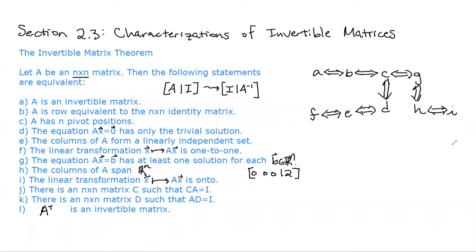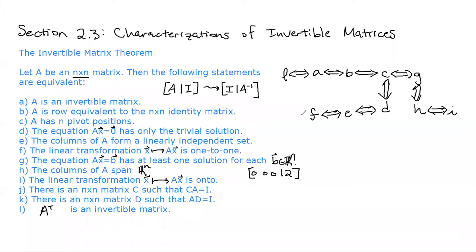All right, property J and K, let me skip those for a second. Let's move on to property L. Property L says that A transpose is an invertible matrix, and we saw in the last video that if A is invertible, then its transpose is also invertible. The properties A and L are also the same thing.